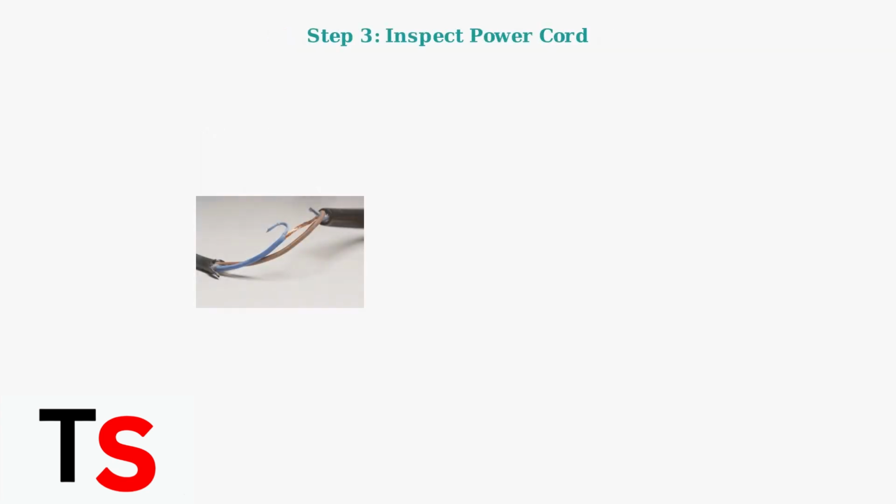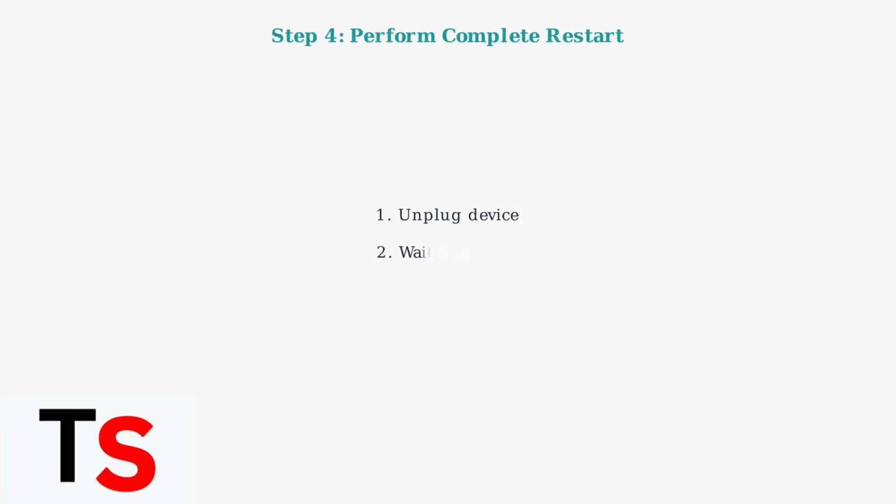Inspect the power cord for any visible damage, such as exposed wires, cuts, or bent connectors. A faulty power cord is one of the most common causes of power issues. Try a complete restart by unplugging the Superbox from power, waiting at least 5 minutes to allow residual power to drain, then plugging it back in.